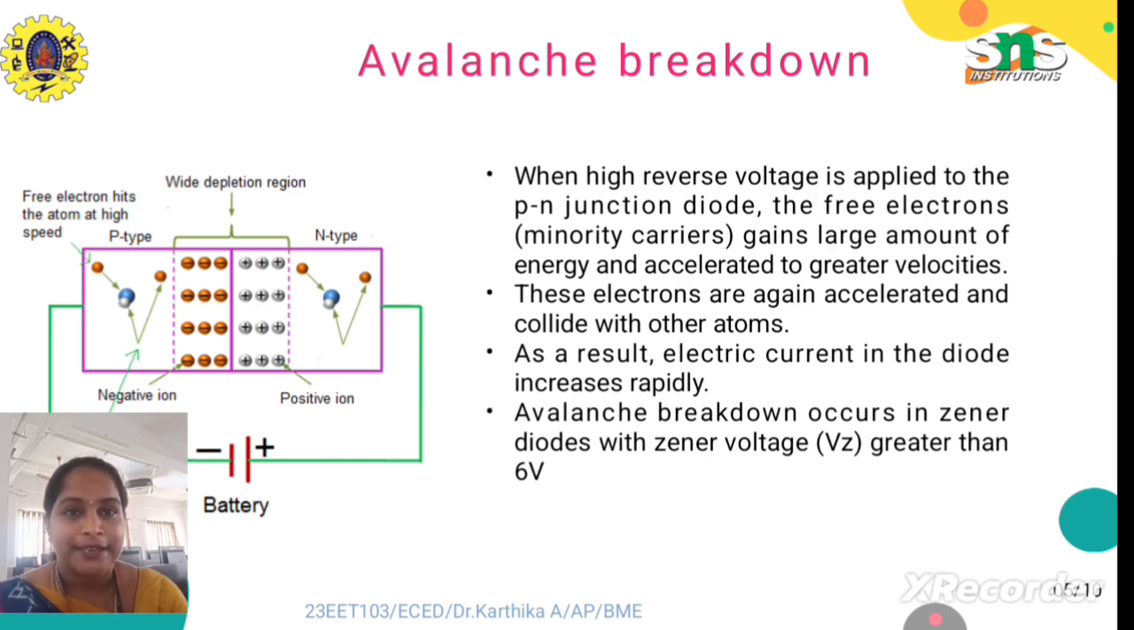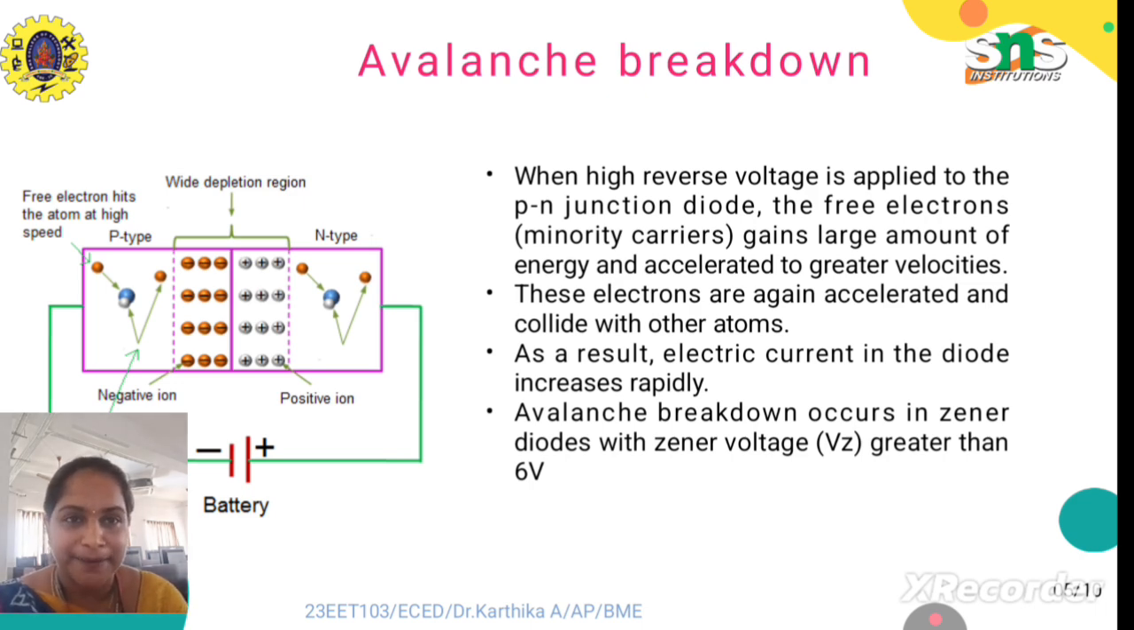See the diagram. We have P type, N type, battery, negative ion and positive ion. Here free electrons hit the atom at high speed. When high reverse voltage is applied to the PN junction diode, free electrons, that is our minority carriers, gain a large amount of energy and are accelerated to greater velocities. These electrons are again accelerated and collide with other atoms. As a result, the electric current in the diode increases rapidly. Avalanche breakdown occurs in Zener diodes with Zener voltage Vz greater than 6 volt.